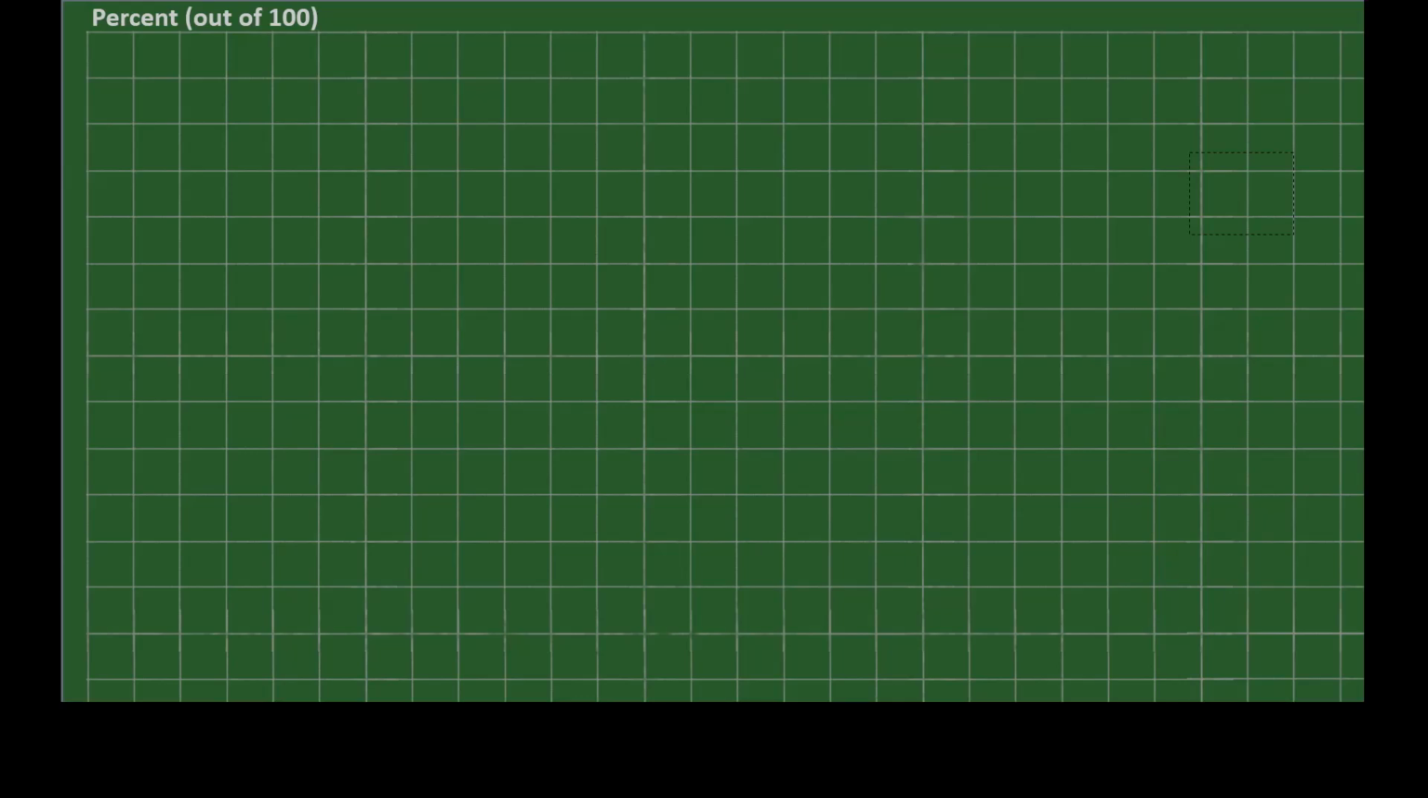Hello good people, I'm going to explore the concept of percent. It literally means out of 100. Allow me to remind you that percentages, decimals and fractions are linked.